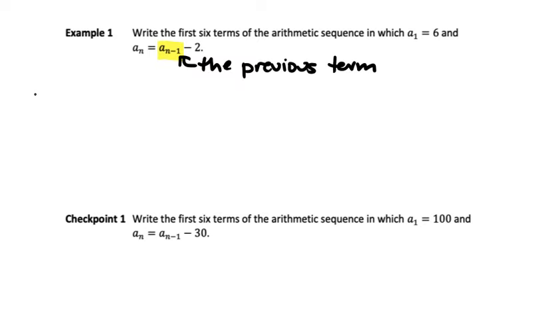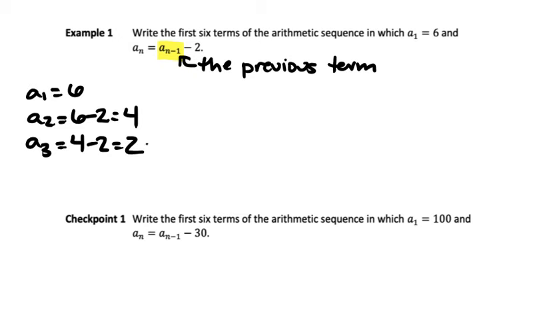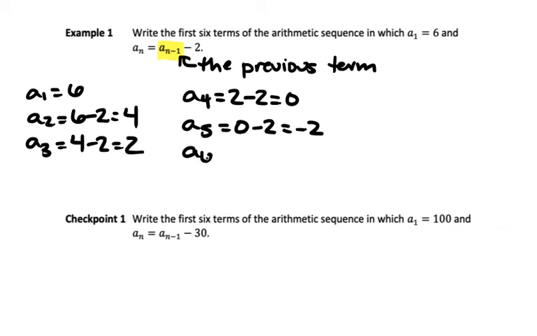So my first term is 6. That's given to me. My second term would be 6 minus 2, which is 4. My third term would be 4 minus 2, which is 2. My fourth term would be 2 minus 2, which is 0. My fifth term would be 0 minus 2, which is negative 2. And my sixth term would be negative 2 minus 2, which is negative 4.